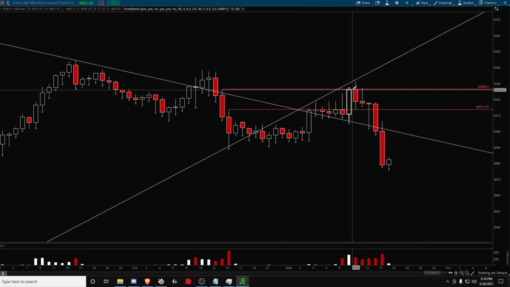So that's the high broadening formation. Now we made a new high, and then we start coming back in. And we want to be trading back through previous range. And we know price takes out both sides of the range.